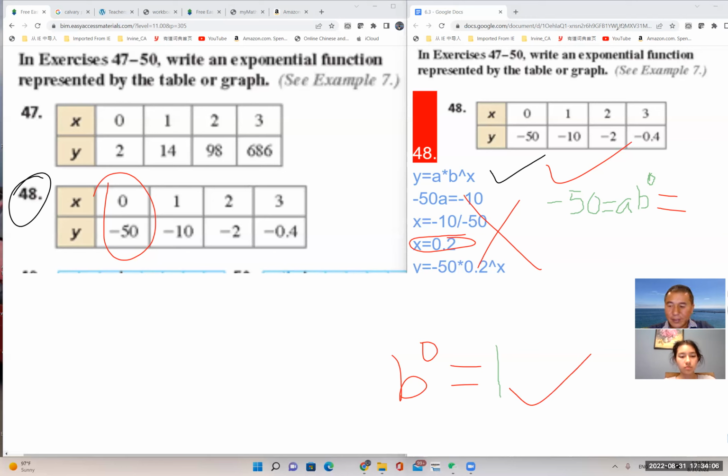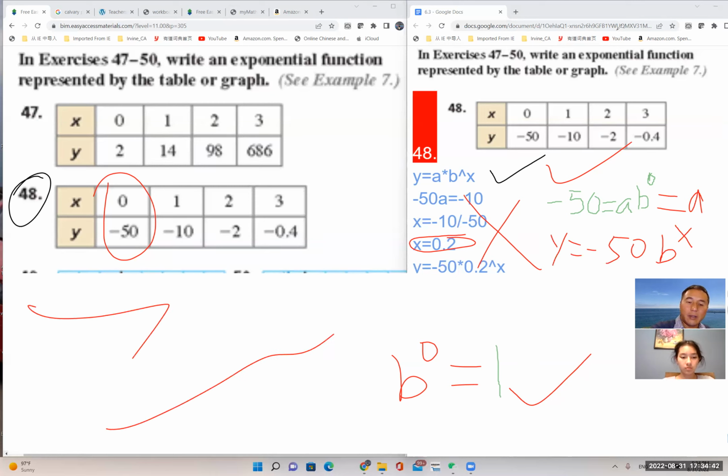Can you? Of course it's a, right? Because b to the zero power is 1, and 1 times a is just a. That means a equal to negative 50, right? Okay, keep going to find b. Yeah, then this goes to y equal to negative 50, because a equal to this. Then b to the x power, right? Yeah, keep going to find b. You can write over here.